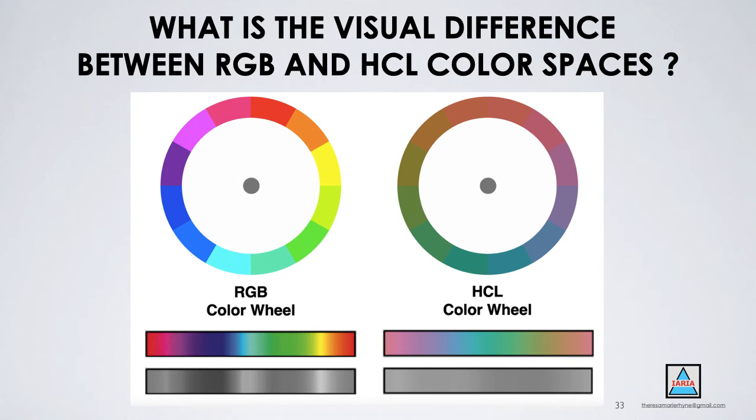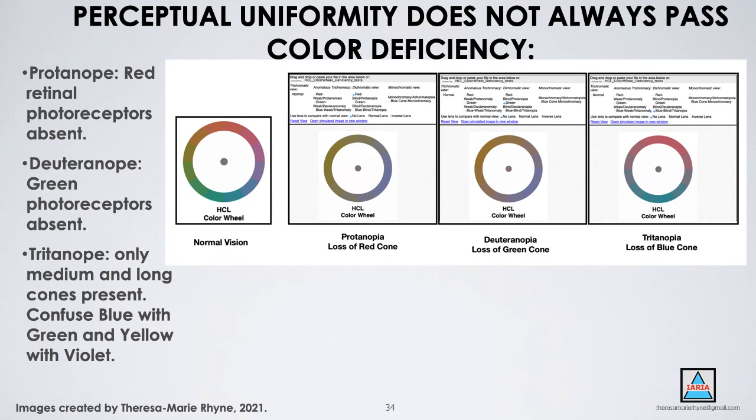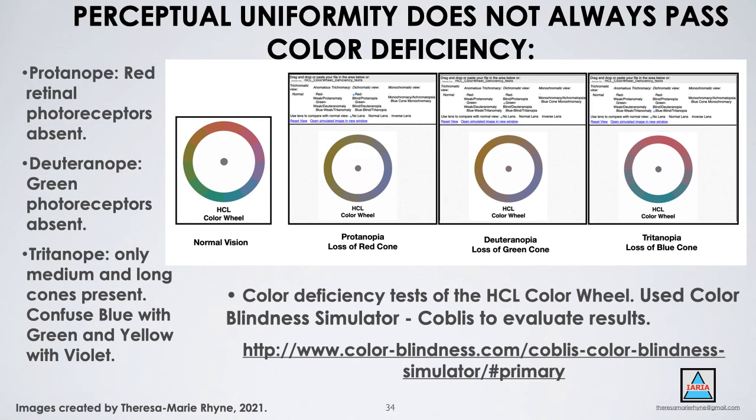But look, HCL, when we take it into grayscale, black and white, look, it almost is uniform all across, and that's perceptual uniformity. But just because something is perceptually uniform does not mean that it's going to pass color deficiency. Because what can happen is still someone who has a color deficiency might not be able to differentiate the colors in your color scheme. And here I show you the difficulties, that there are going to be some regions that if you have two colors that are next to each other, the person who has a color deficiency can't tell the difference between them.